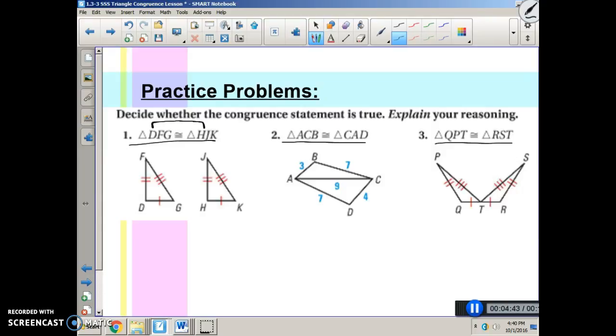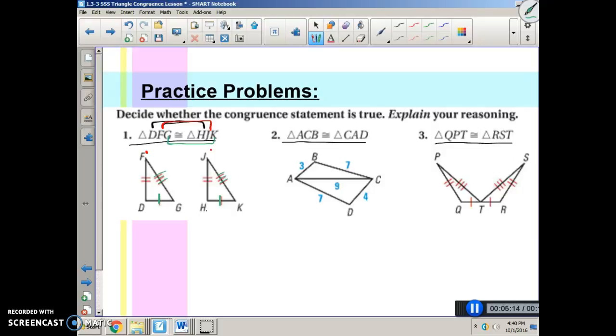This one says D goes with H. Alright, and that's true for this one. It also tells me that F goes with J. Could use a different color for that. Try that again. F goes with J. And I can see here that those are both the same part. They're next to the double and the triple lines. And then G is supposed to go with K, so that looks good. Every side is marked as congruent to the other sides.